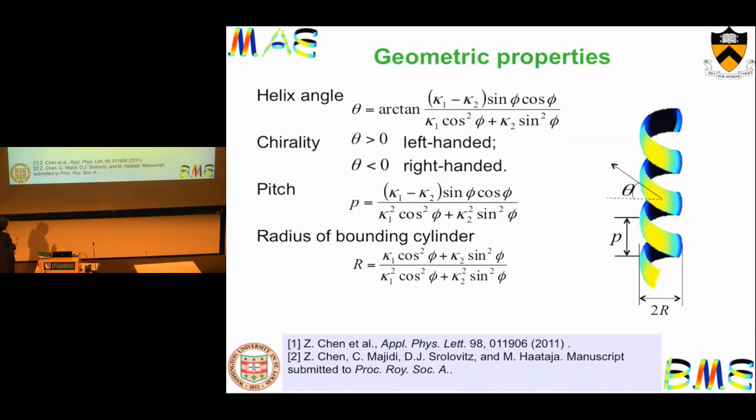And here are the macroscopic geometric parameters. The helix angle can be written in terms of kappa 1, kappa 2, and phi. The handedness, or chirality, is simply dictated by the sign of the helix angle. And the pitch, which is the distance between adjacent turns, and the radius of the bounding cylinder can all be written in terms of these three independent geometric parameters.